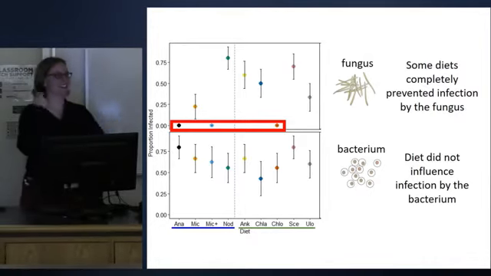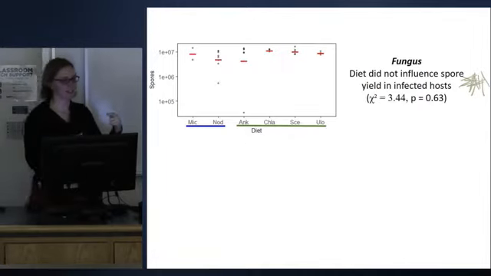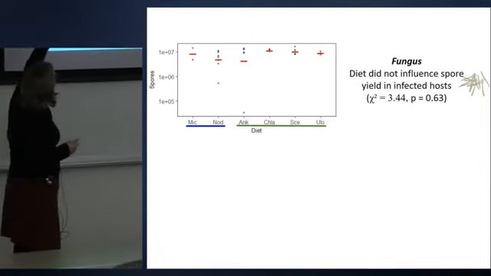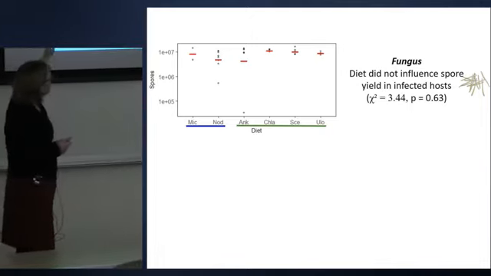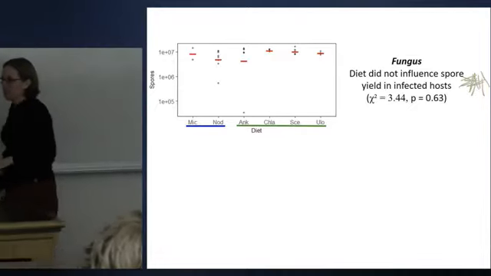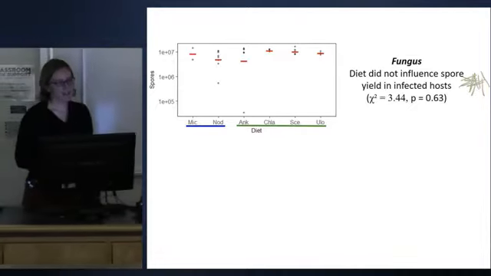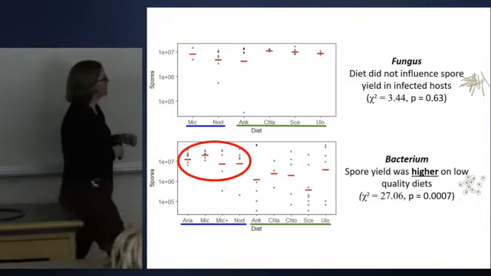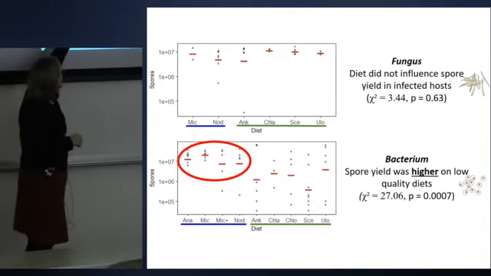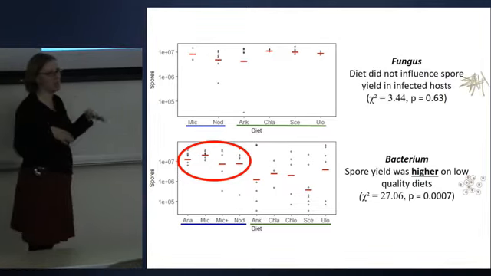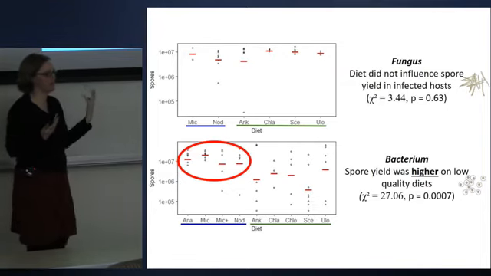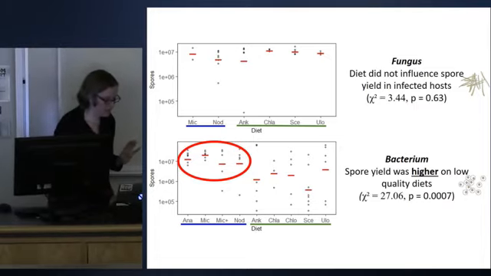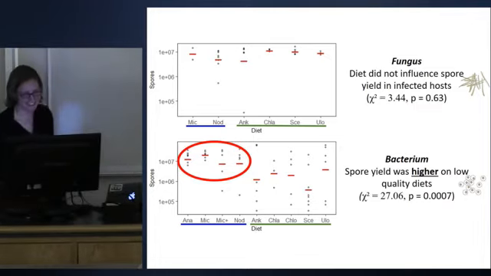If we look at spore yield, it's actually the reverse. Here we don't have as many treatments because we can't measure spores if they didn't become infected. So we've lost some treatments at the top. But diet did not influence spore yield for the fungal parasite, but it influenced it significantly for the bacterial parasite. And what was interesting is that spore yield was actually higher on the cyanobacterial diets, which we think of as being lower quality. So this was the opposite direction of what we expected would happen. In general, I am very bad at predicting what will happen in experiments.